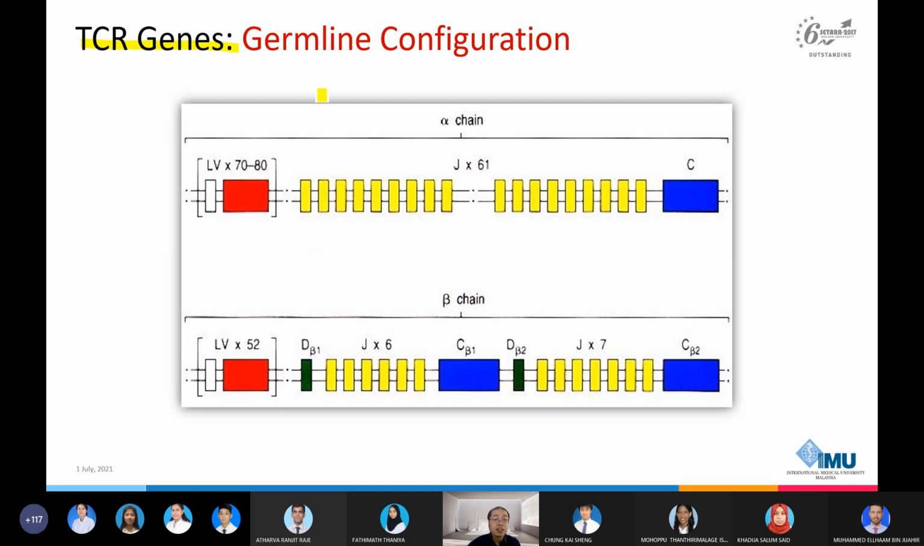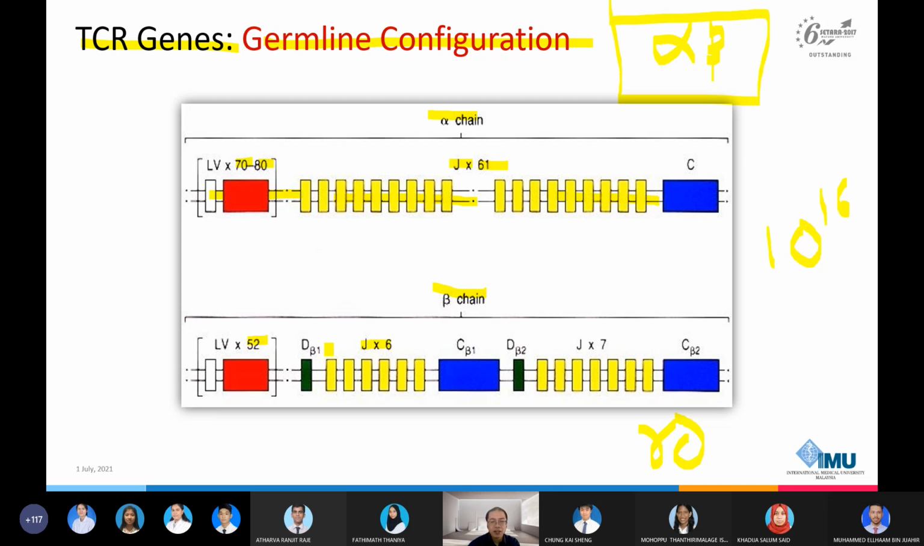So this is how the T cell receptors look in germline configuration. Still remember, you have all these different segments, V 70 to 80, J 61. Then you have the alpha chain and beta chain. What does this mean? Still remember your T cell receptor: you have alpha, beta, and another one, gamma, delta. We focus on alpha, beta. As you can see, you have all these potential combinations, and in total roughly 1 trillion of them. This is before rearrangement occurs.